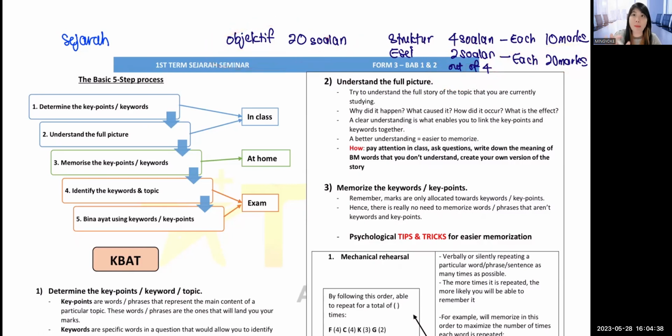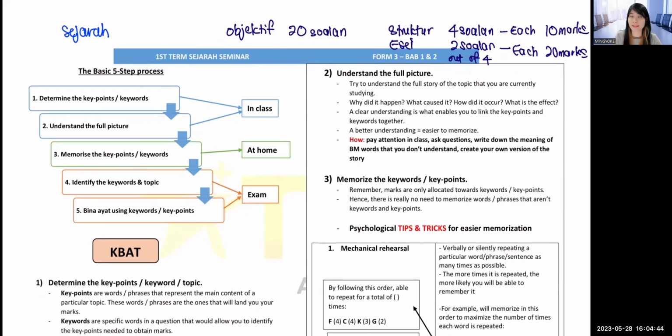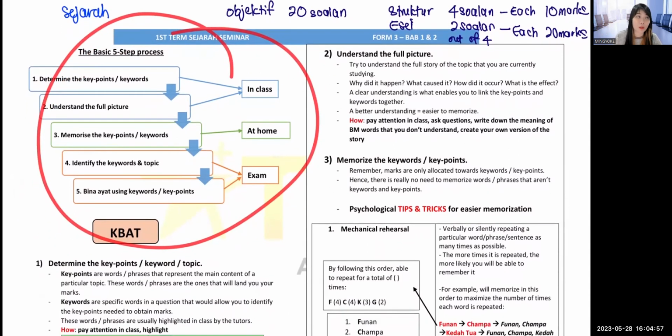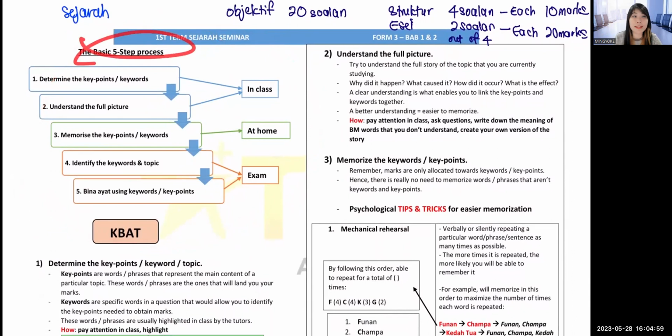I tell you, if you spam your objective questions, you should be able to score, and you will be able to secure your objective marks. For your structure, very simple. You just need to have the facts, according to your formula paper. First of all, you need to understand the basic 5 steps process.